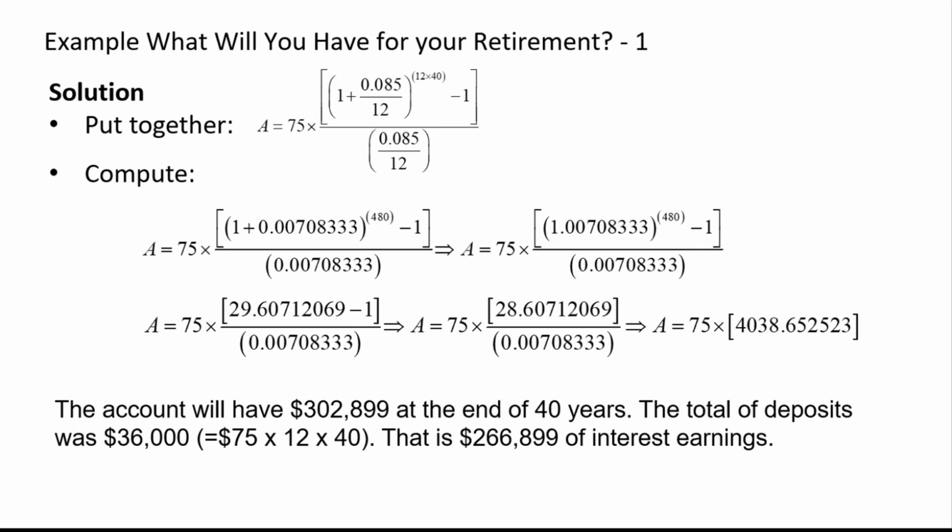Now let's look at what is amazing. The total deposits was just $36,000. $75 a month, so 75 times 12 times 40. That is, you have earned $266,899 of interest. Ain't that cool?